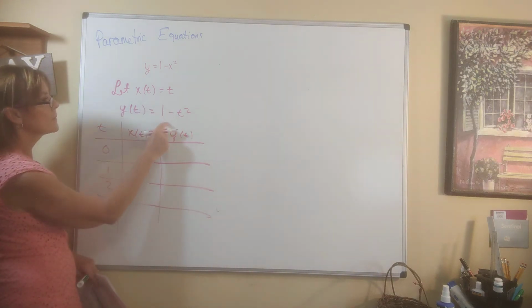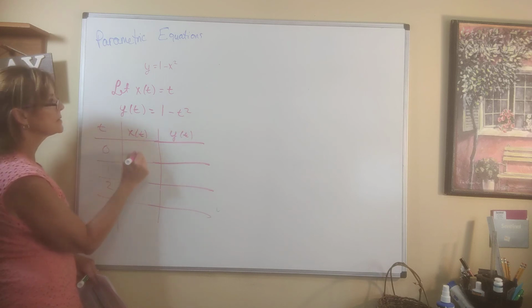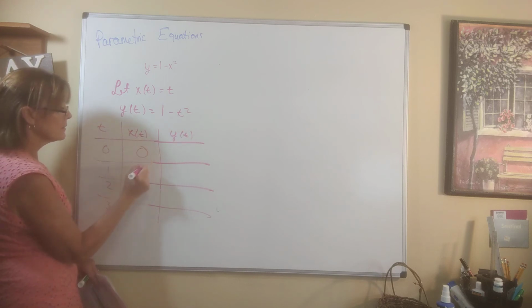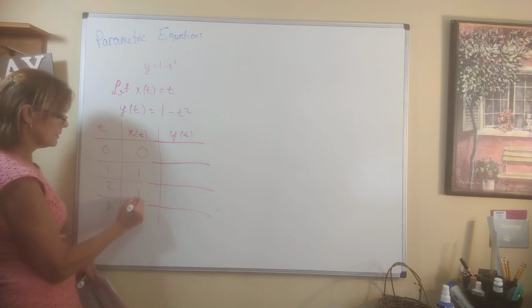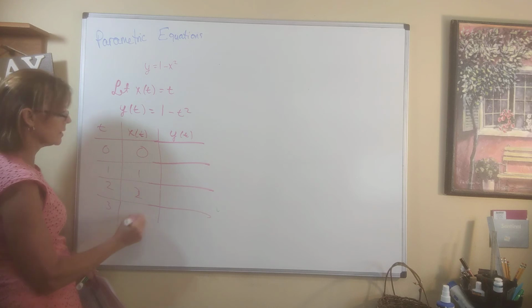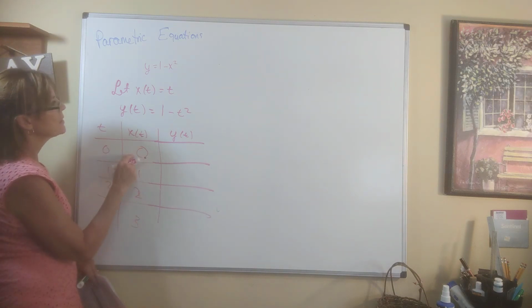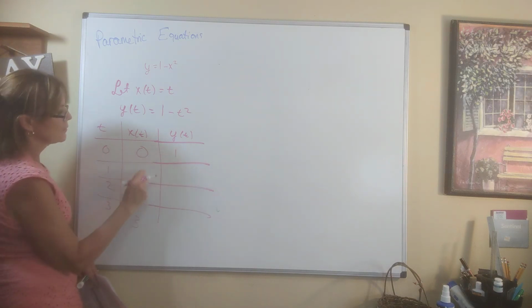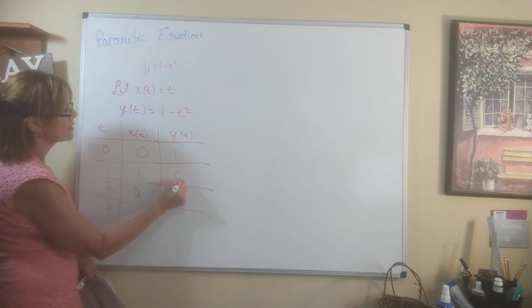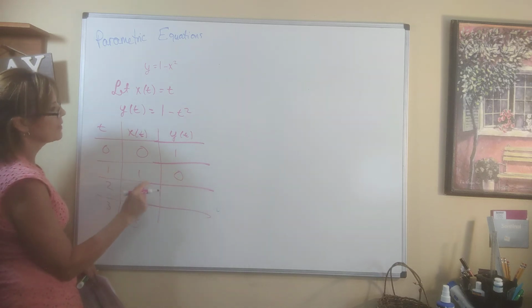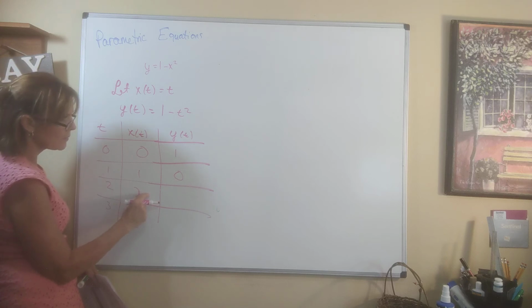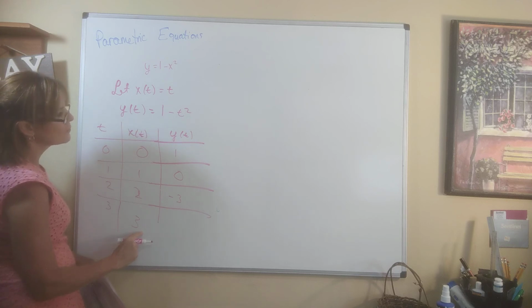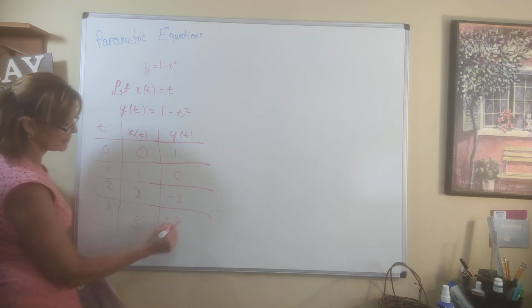At 0, x is 0. At 1, x is 1. At 2, x is 2. At 3, x is 3. Okay, when x is 0, y is 1. When x is 1, y is 1 minus 1, which is 0. When x is 2, y is 1 minus 2 squared, or 1 minus 4, or negative 3. When x is 3, 1 minus 9 is negative 8, is what we get there.